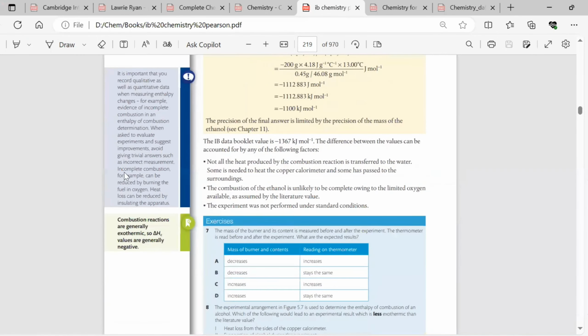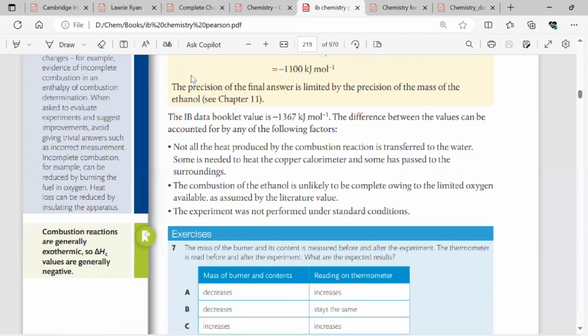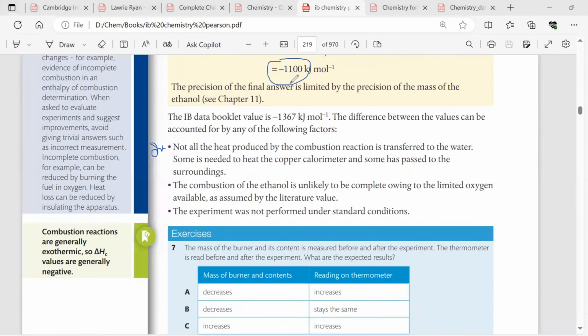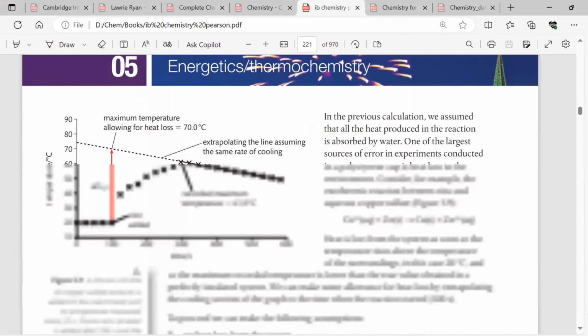If you have got your book, please open your book quickly and mark this as important. Why is it less exothermic? See, we are getting a less exothermic value because heat is lost by the flame to the surroundings, right? Isn't it? And the ethanol combustion is unlikely to be complete, right? Because there is a limited supply of oxygen, right? Now, this is the thing we learned, right? Enthalpy of solution, I'll be sending the page numbers for you to do.